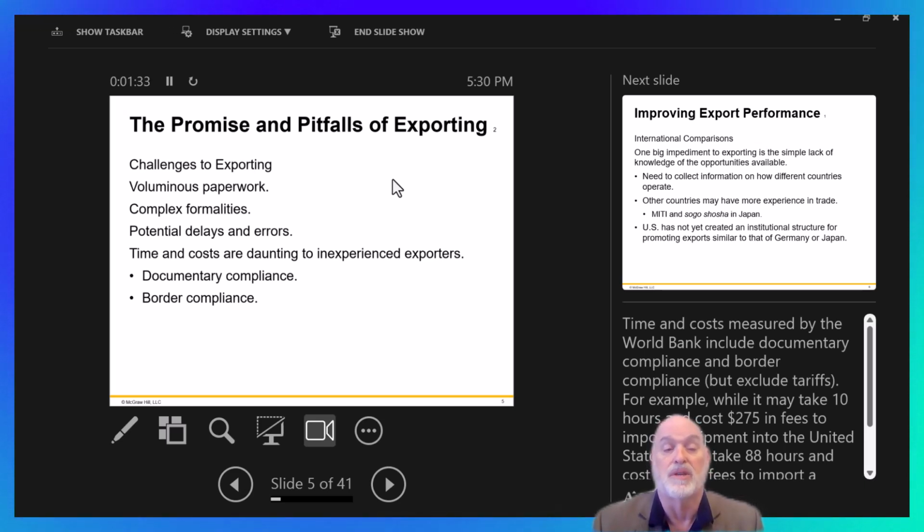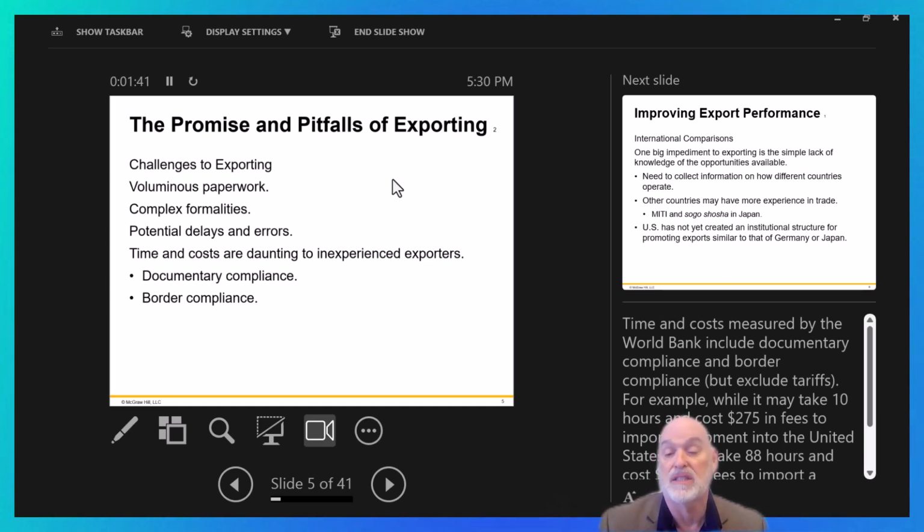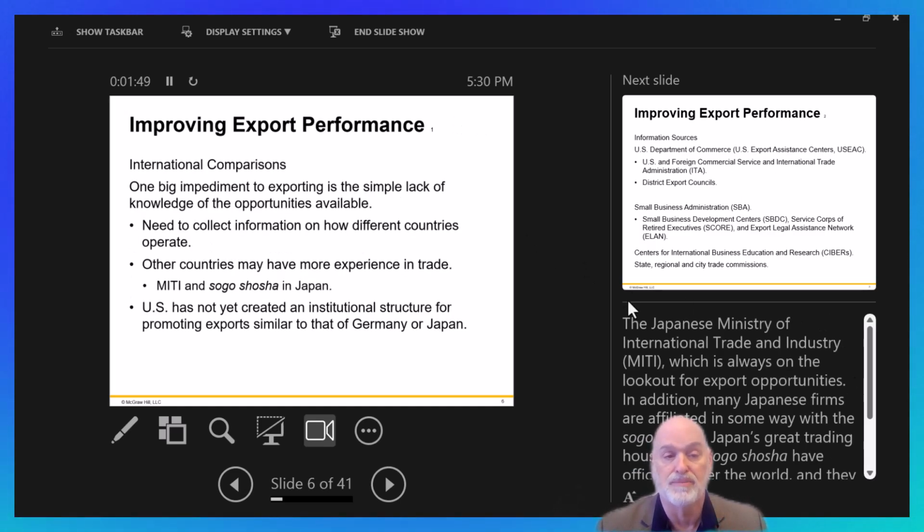Challenges to exporting include voluminous paperwork, complex formalities, potential delays and errors, and time and costs are daunting to inexperienced exporters. You've got things like documentary compliance as well as border compliance as well.